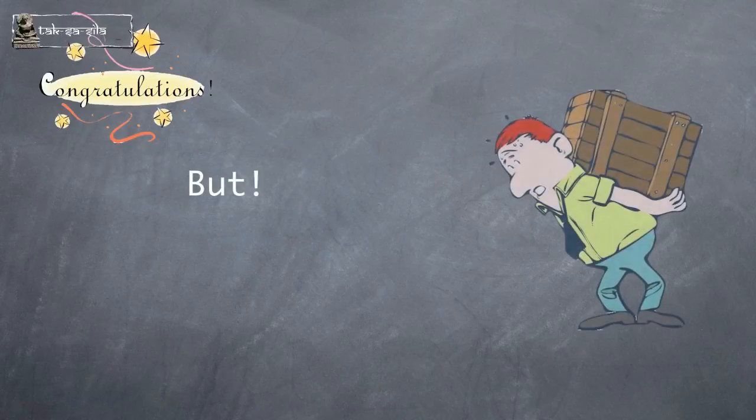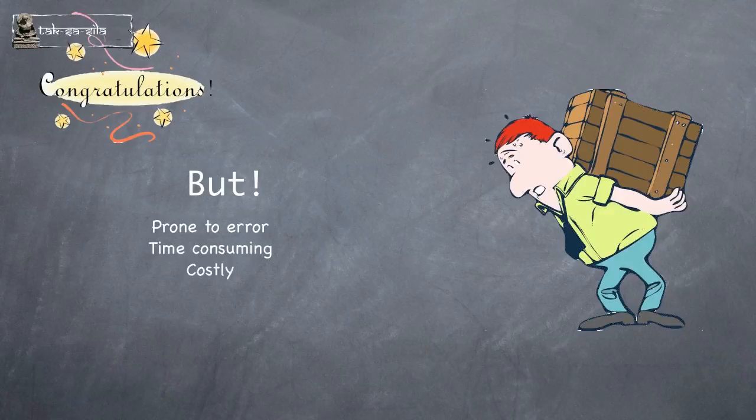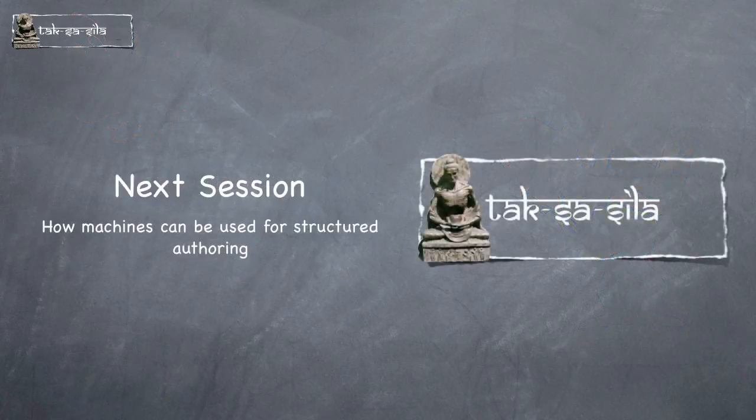There is just one drawback to your implementation. It is entirely manual, and as we all know, to err is human. The dependency on human intervention makes your implementation prone to error and therefore time consuming and costly. In our next session on structured authoring, we will discuss how machines can be used for structured authoring.